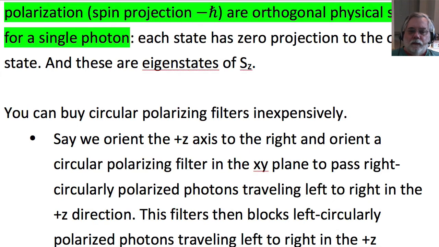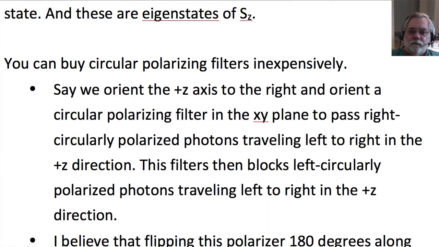You can buy circular polarizing filters inexpensively. Say we orient the plus z axis to the right and orient a circular polarizing filter in the xy plane to pass right circularly polarized photons traveling left to right in the plus z direction. When it passes right circularly polarized photons, it blocks left circularly polarized photons traveling left to right.